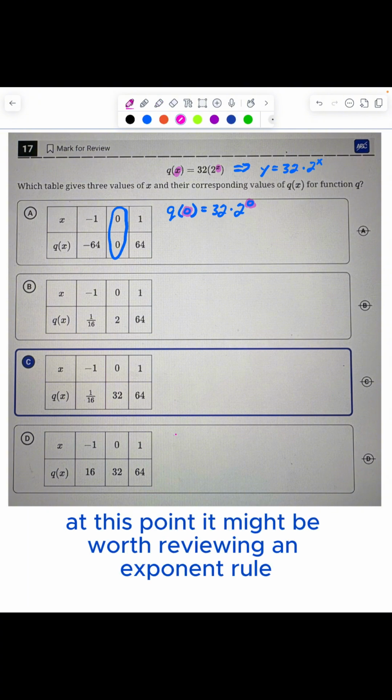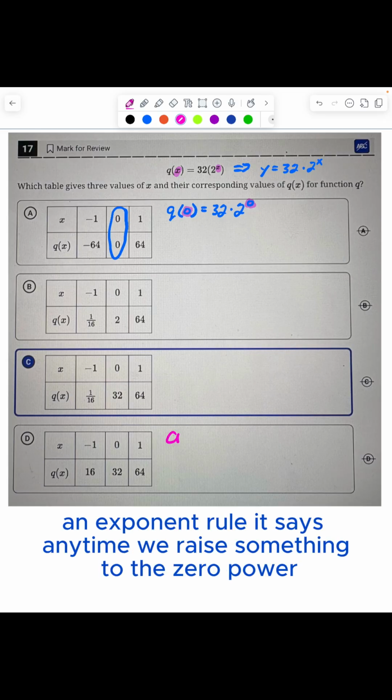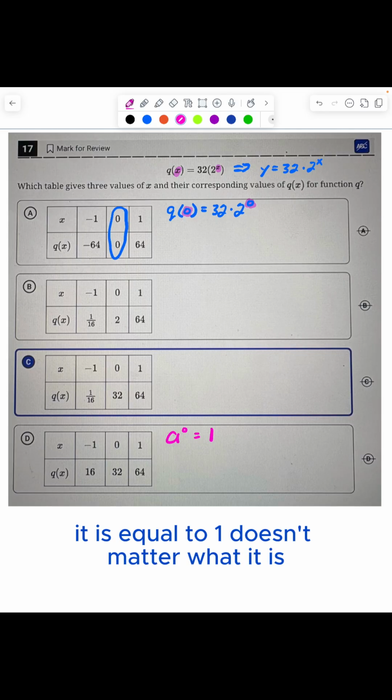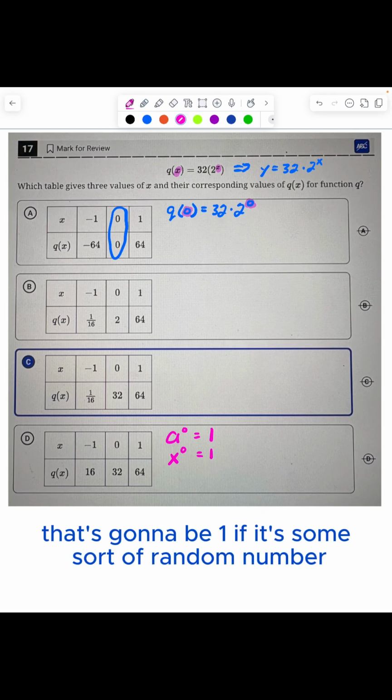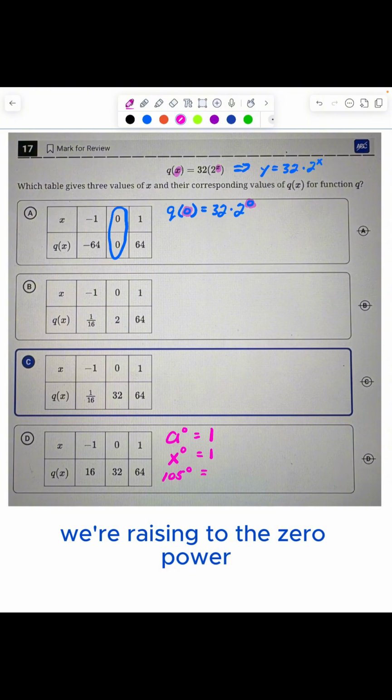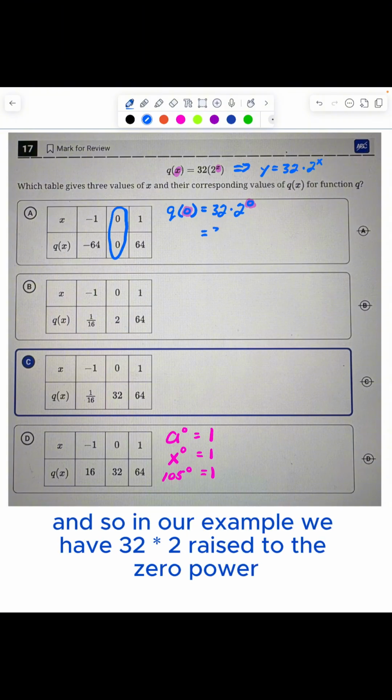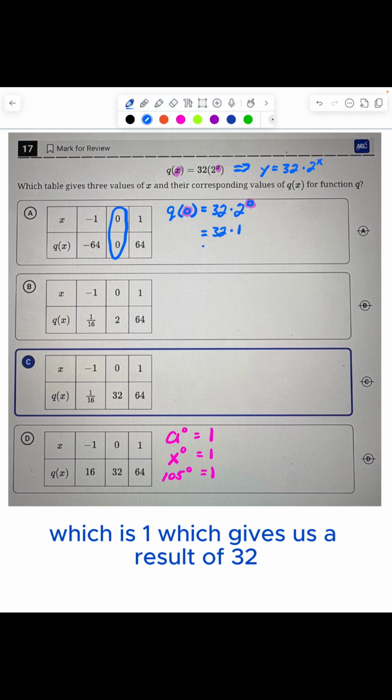Now at this point, it might be worth reviewing an exponent rule. It says anytime we raise something to the 0 power, it is equal to 1. Doesn't matter what it is. If it's a variable we're raising to the 0 power, that's going to be 1. If it's some sort of random number we're raising to the 0 power, that's going to end up being 1. And so in our example, we have 32 times 2 raised to the 0 power, which is 1, which gives us a result of 32.